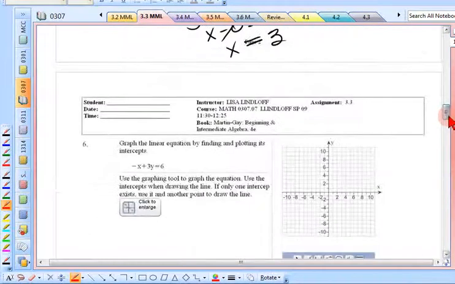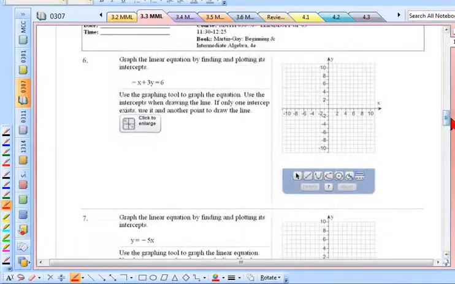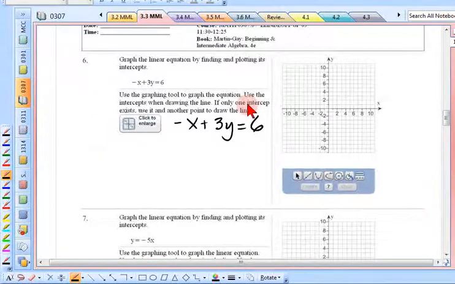Let's look at another one. The next problem is negative x plus 3y is 6. Because it says to use intercepts, here, it says to use the intercepts. It does say something there, and I know that those of you in the back of the classroom can't read that, but I'm going to tell you what it says.